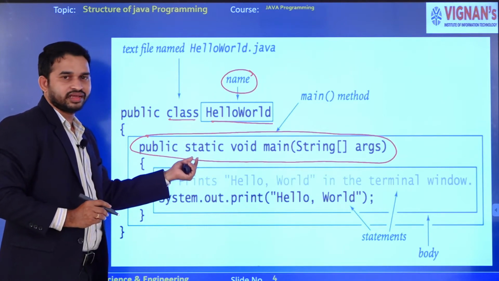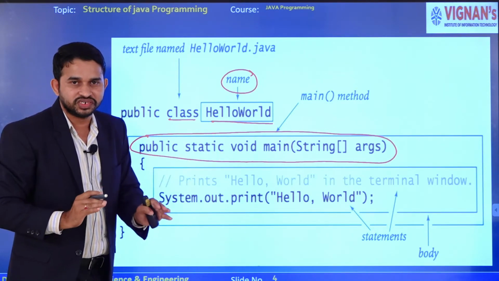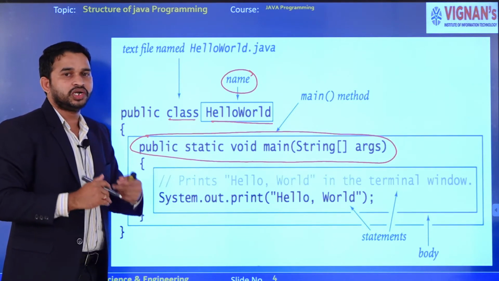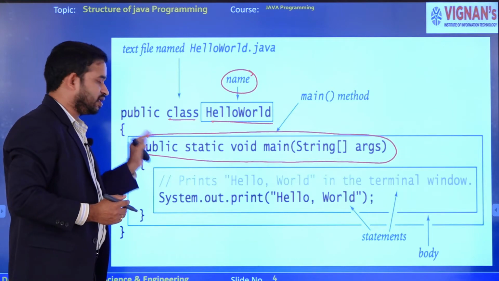What is the next one? Static. Our main method doesn't require any objects. That is the reason we declared it as static. What is the meaning of public here? This is visible to all. That is the reason we declared it as public.